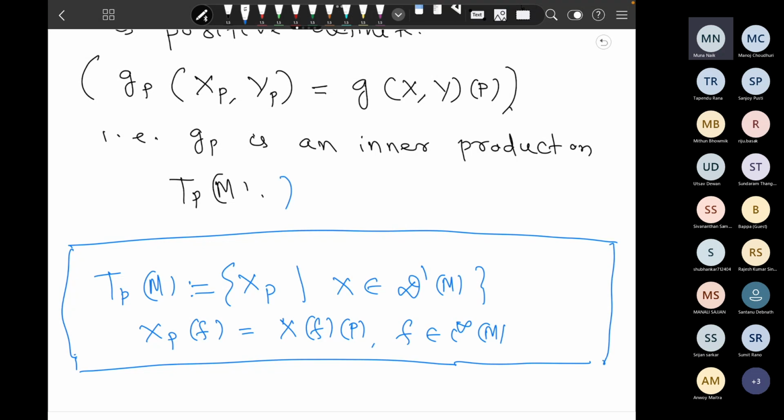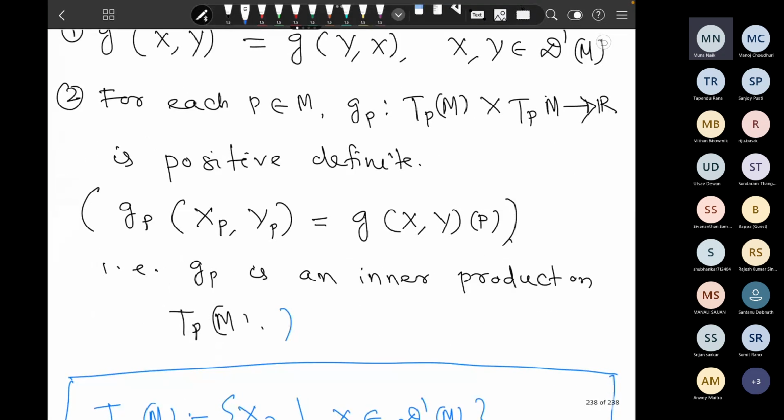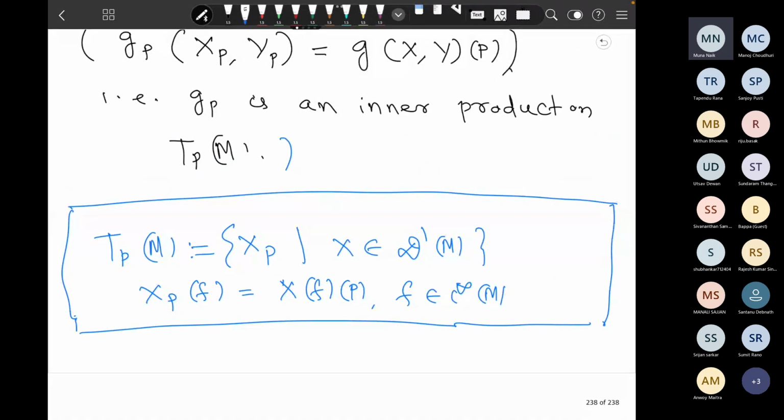Now, a Riemannian metric g on M is a (0,2) tensor, so that g of XY is equal to g of YX. And for p belonging to M, this gp from TPM cross TPM to R is positive definite. That means gp is an inner product on TPM.